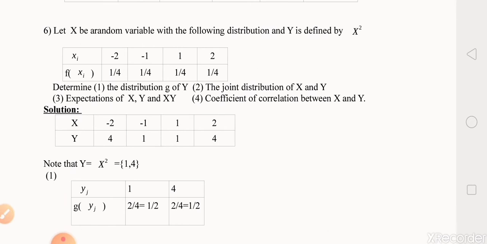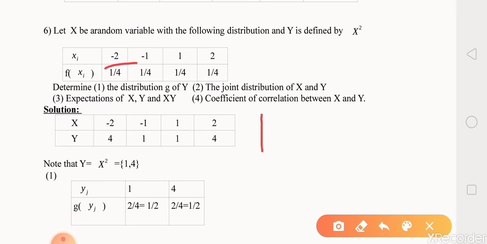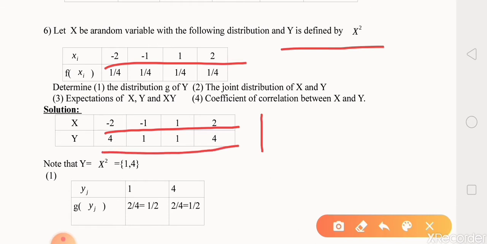So for each x value, first we will define the y value. Start with x and y. Take the given values of x: -2, -1, 1 and 2. Y equal to x square is given, so accordingly calculate the y values. When x equal to -2, y equal to 4; -1, y is 1; and square of 1 and 2. So 1 and 4 are the values. As a set, y is the set {1, 4}.